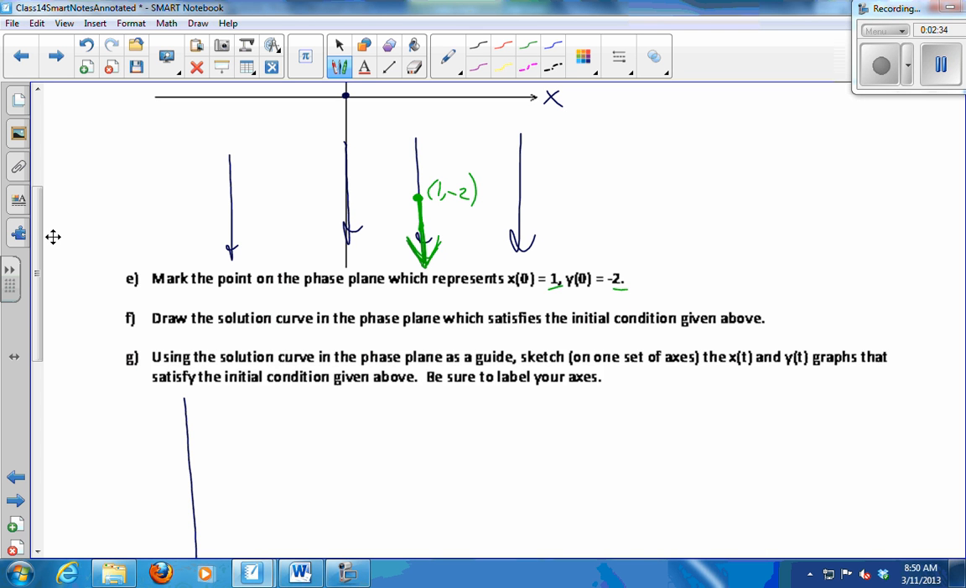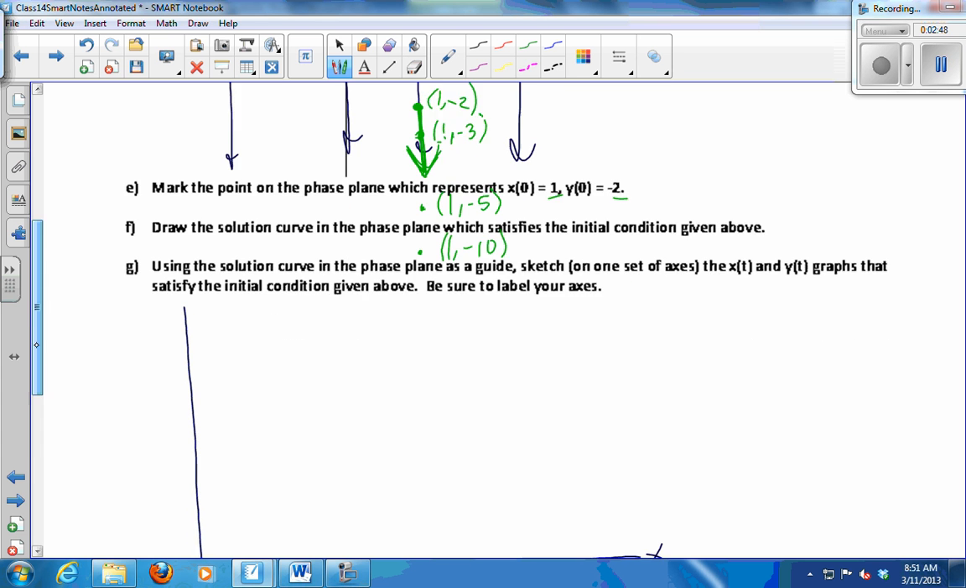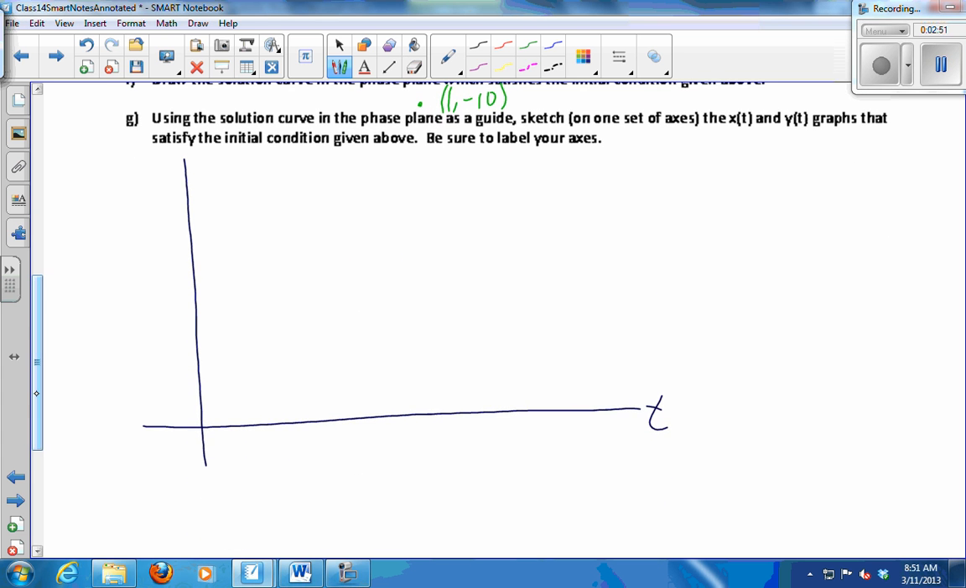As we travel along this line, we get to like 1, -3, 1, -5, 1, -10, right? The x coordinate never changes. The x coordinate is always 1. So if I'm going to sketch what happens to x, it starts at 1, and it just stays there. So this is my graph, x of t.